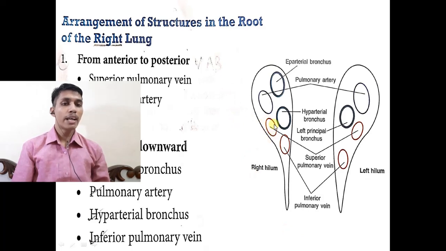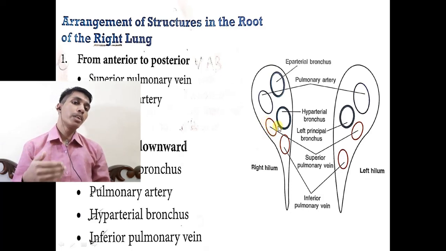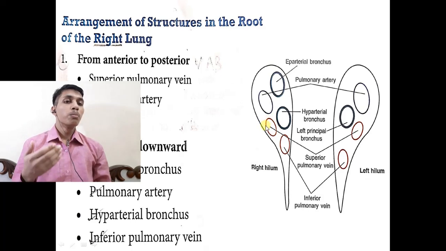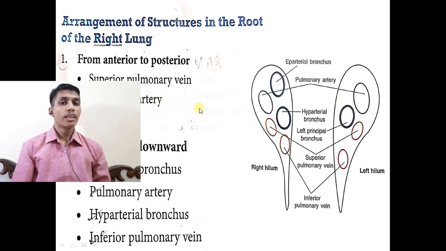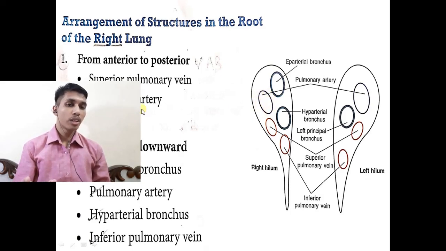Anteriorly we find the superior pulmonary vein. We have studied in earlier classes that pulmonary veins carry oxygenated, pure blood, so I have shown this in red color. Then moving anterior to posterior, we get the pulmonary artery. The pulmonary artery I have shown in blue color because it carries impure or deoxygenated blood.